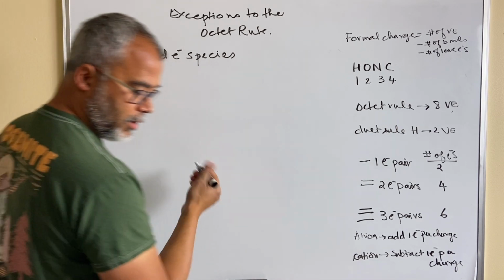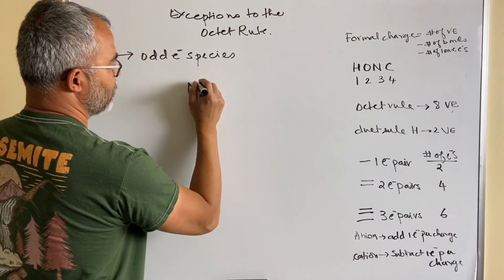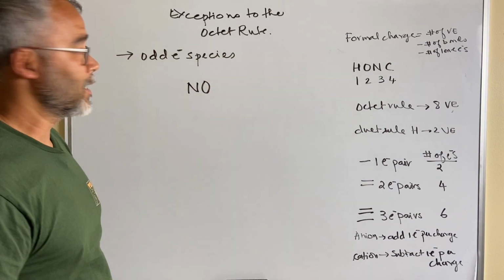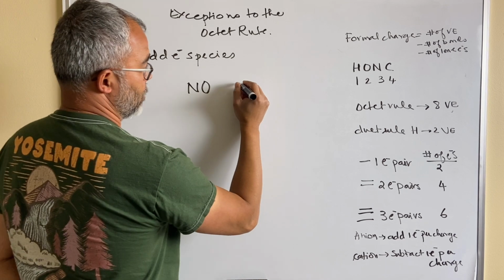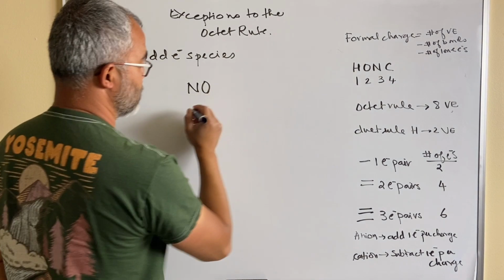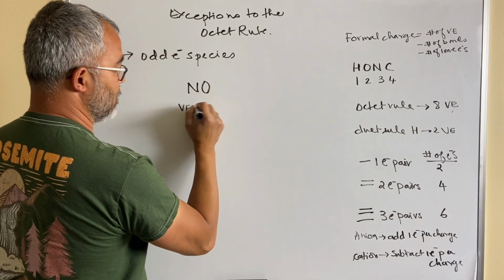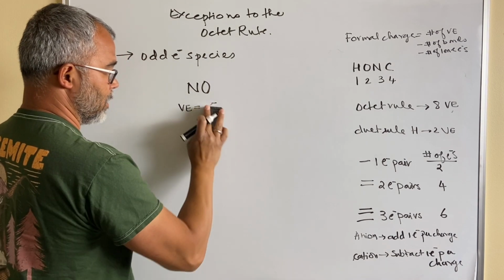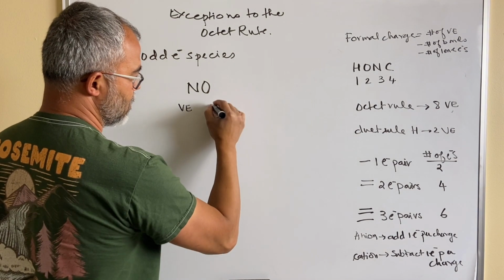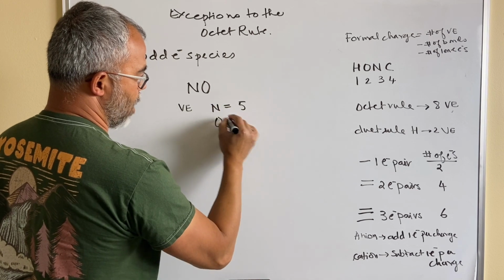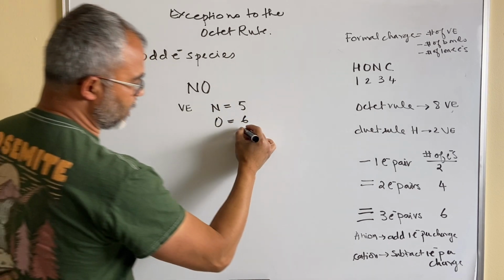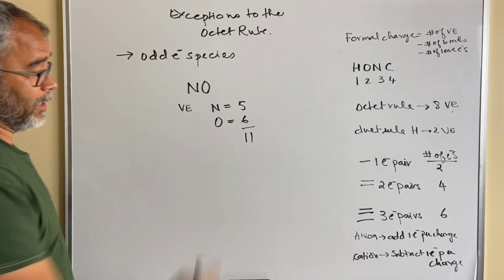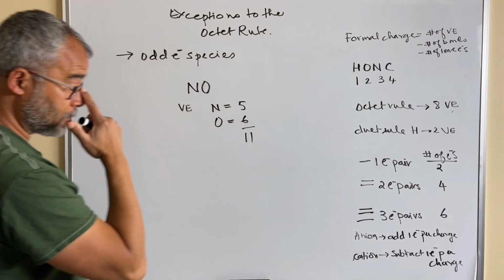Let's focus our attention on odd electron species. Let's consider the case of nitric oxide, and let's try to draw the Lewis structure. The number of valence electrons for nitrogen would be 5, and for oxygen would be 6. You add them up, you have 11. See, that's an odd electron species.